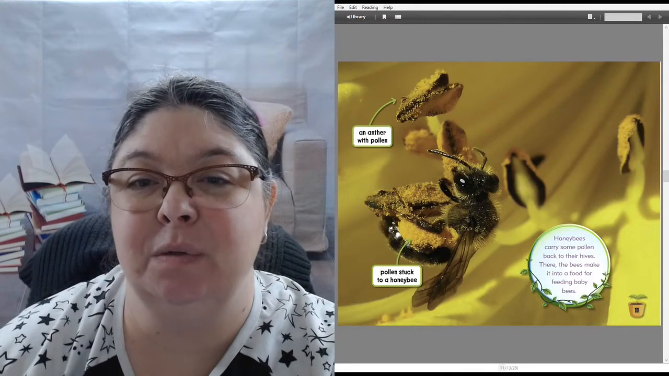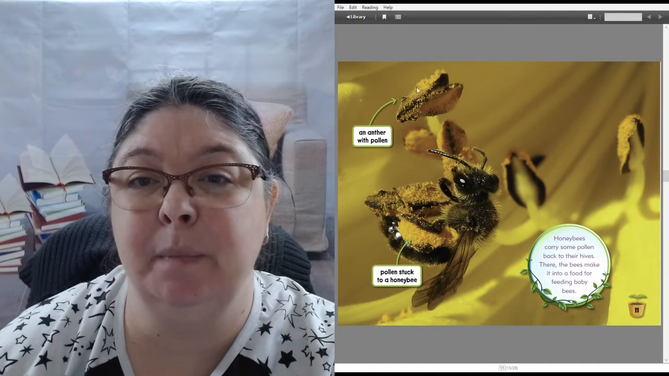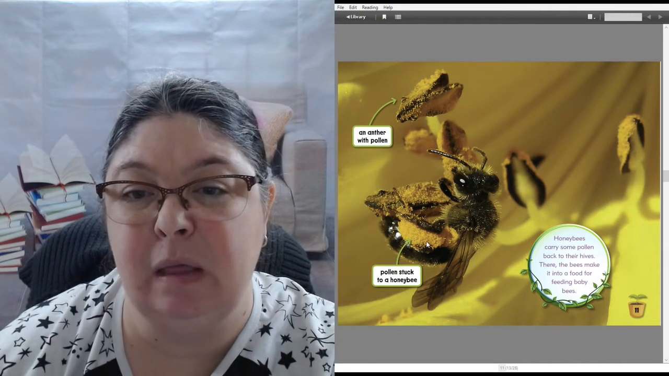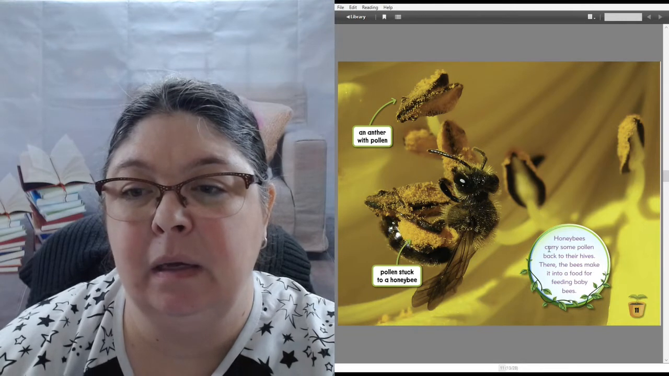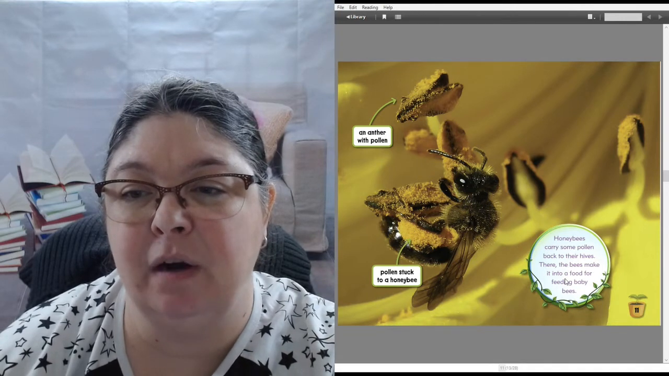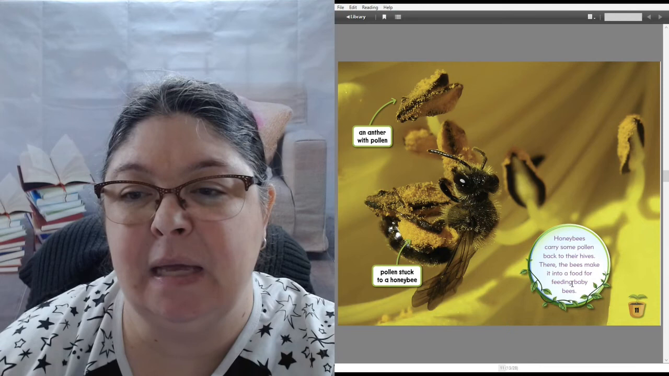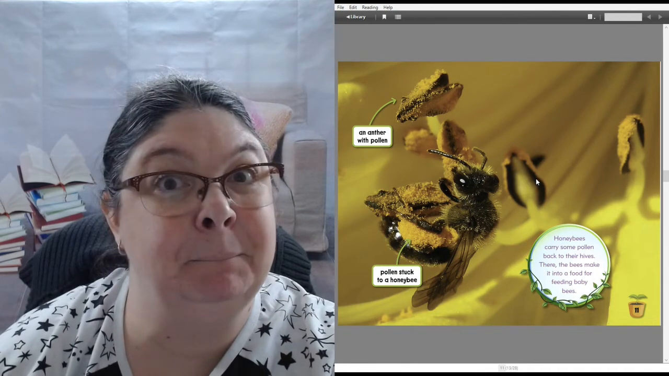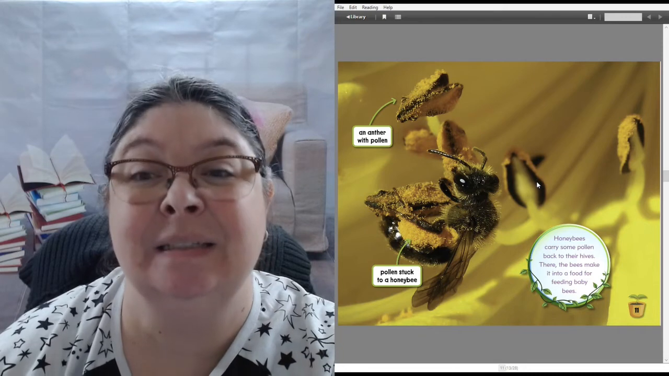All right, here's a close-up. An anther with the pollen, and then pollen stuck to a honeybee. Look at all of that pollen. Honeybees carry some pollen back to their hives. There the bees make it into food for feeding baby bees. Did you know there were baby bees?